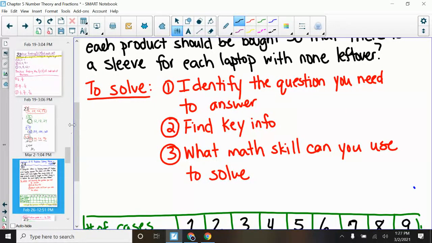Now, some of you already do this. So again, if you don't need it in your notes, I guess you don't have to write it. But for those of you that struggle a little bit with word problems, these might help you know the major things that you have to do when you come across word problems.